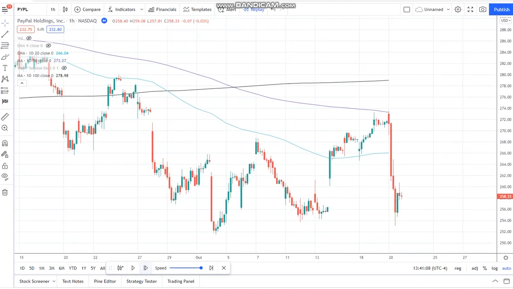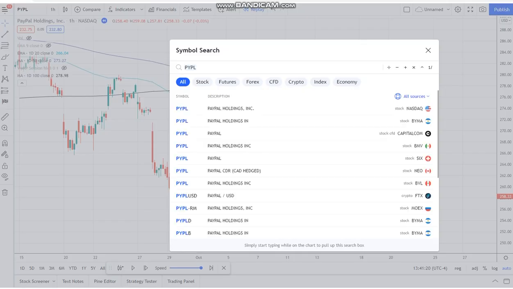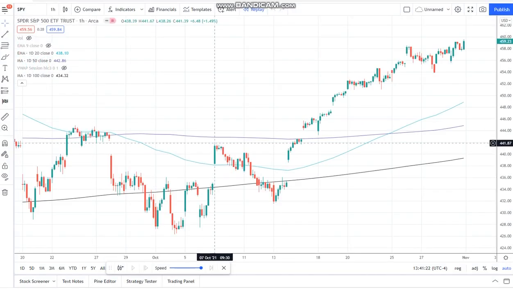So try to look for a stock that you are very, very confident in, very clean. Analyze it from the EMA view, the MA50, the MA100. Same thing for the S&P. The S&P is the first thing I will see.